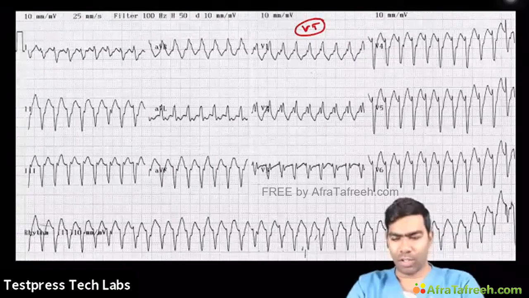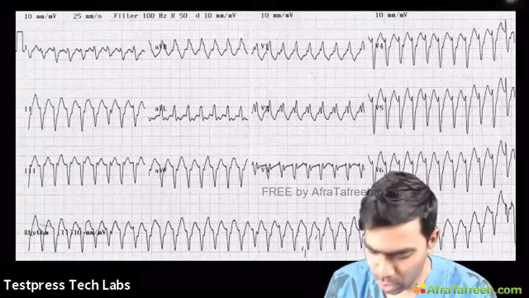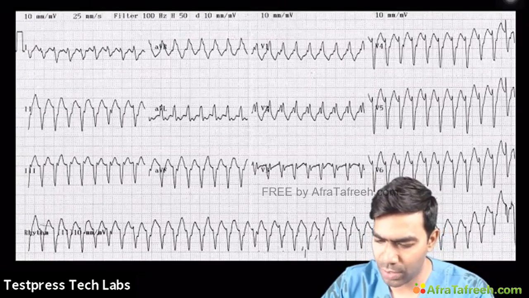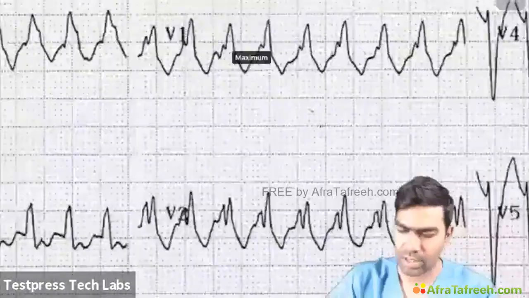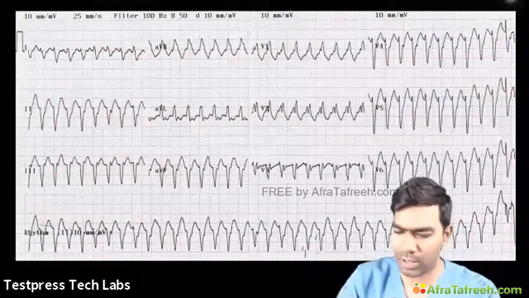Yeah, AV dissociation is also there. If you really want to know where the AV dissociation is, you have to see all the beats. Then only you can find out AV dissociation. If you want one area where I can show AV dissociation cleverly, I can show it in the second beat. First, let me mark, then you can see.